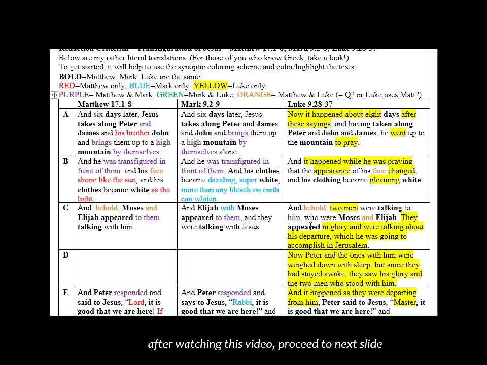And then once again, we've got this special little detail in Luke here that's added on, that they appeared in glory and were talking about his departure, which he was going to accomplish in Jerusalem. Now, the word for departure here is actually exodos. Exodus is the same word that's used for the book of the Old Testament in the Greek there. So it's interesting that he's using that word and tying into that history.